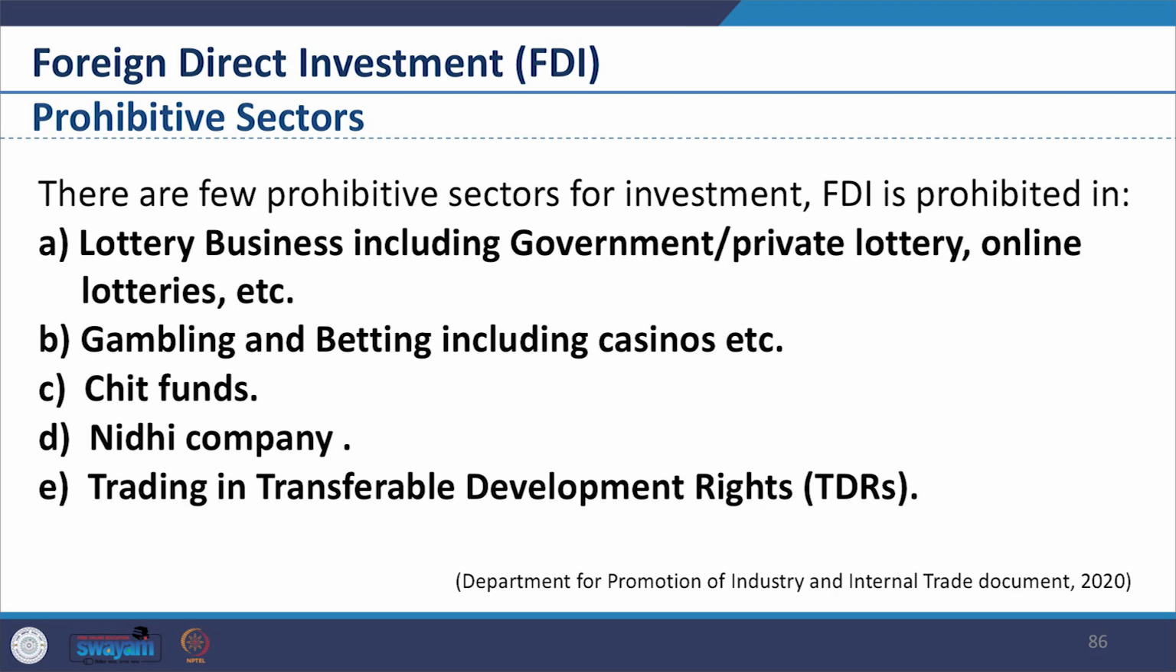We also see that there are few prohibited sectors for investment. So in many areas FDI is permitted, but then we'll pay attention to the prohibited sections here. FDI is prohibited in businesses like lottery business, including government lottery, online lotteries and so on, gambling and betting, chit fund, nidhi company, trading in TDR, transferable development rights. So in this it's prohibited.